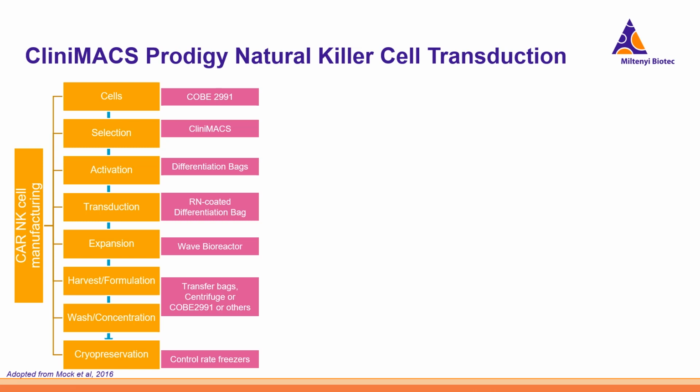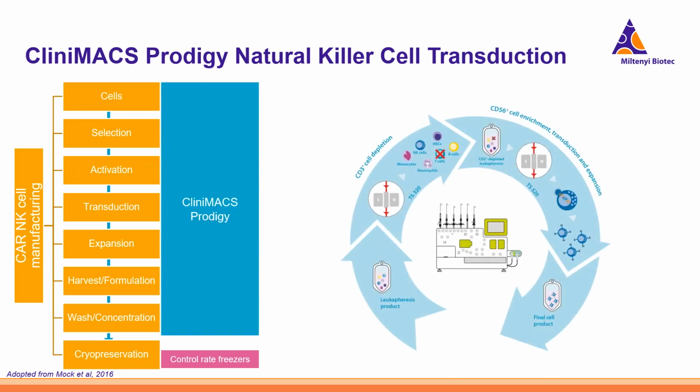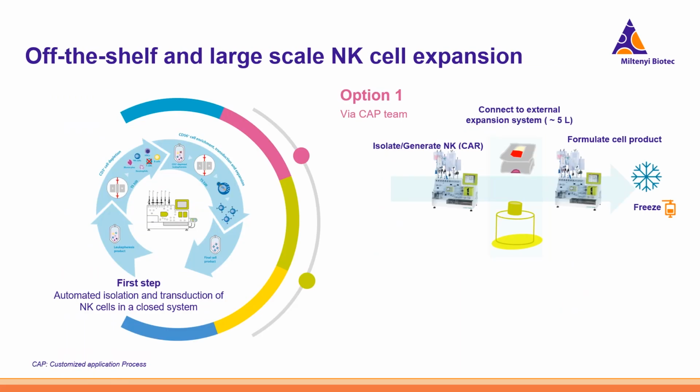As briefly mentioned before, the manufacturing of engineered cells is a very complex process, and a lot of different systems have been used and were also shown to be suitable. However, a lot of these require several manual steps, and this poses a risk of contamination and a risk of human error. Our strategy here is really to automate all these critical steps by having them in the closed system in the CliniMACS Prodigy. Now, if you are looking into off-the-shelf and large-scale NK cell expansion, how can you make use of this automated closed system?